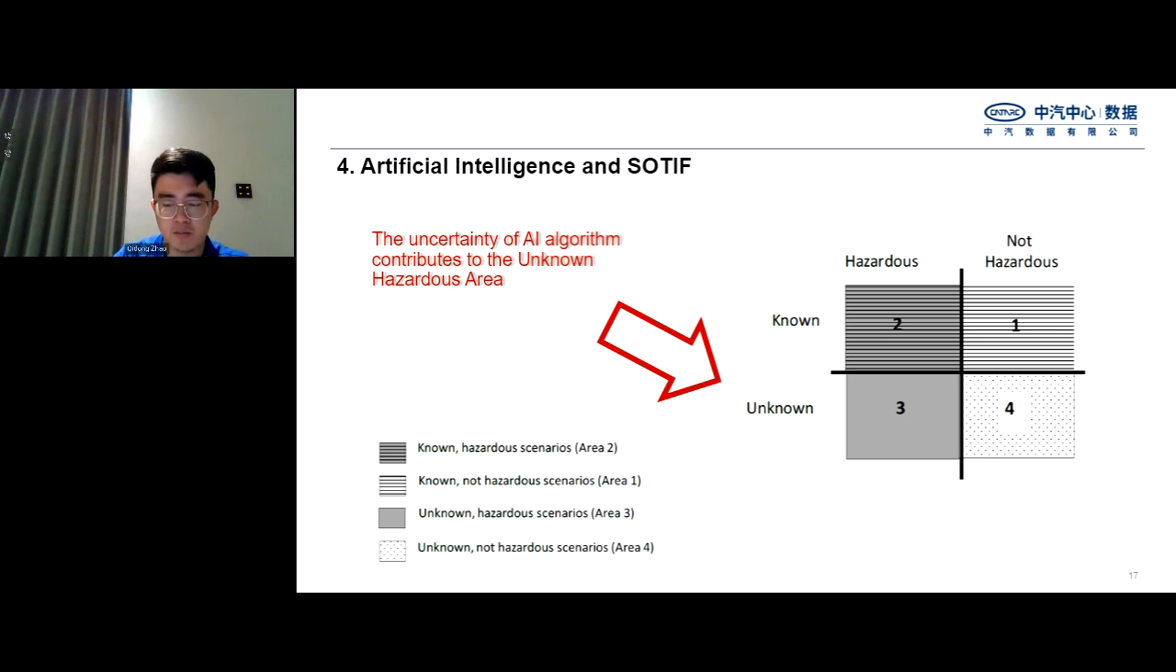Then there are some risk scenarios that still cannot be detected at this moment. Then we put them into area 3, which is the unknown hazardous scenario. And ideally, we have different testing approaches for different types of scenario. For example, for Area 2, we can conduct simulation or proving ground tests. But for Area 3, we can use long-term road tests in this manner.